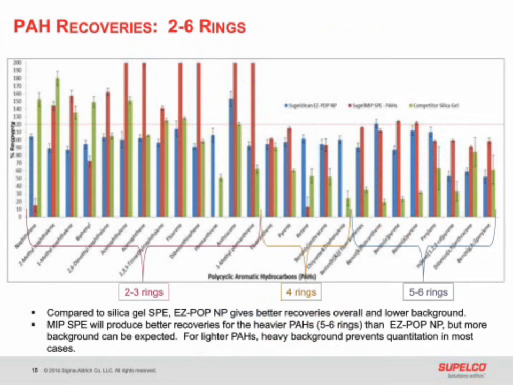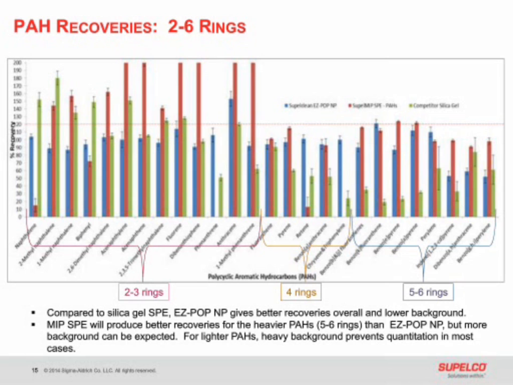This bar chart compares PAH recoveries between EasyPop NP, MIP SPE, and silica gel SPE. Compared to silica gel SPE, the EasyPop NP gives better recoveries and overall lower background. Supelco will produce better recoveries for the heavier PAHs between 5 and 6 rings than EasyPop NP, but more background can be expected for lighter PAHs. For lighter PAHs, the heavy background prevents quantitation in most cases.